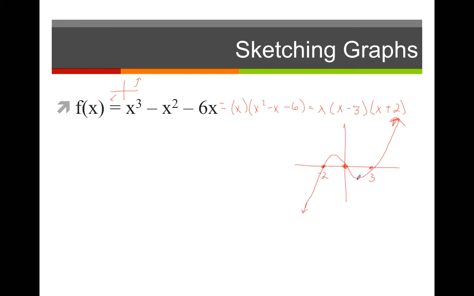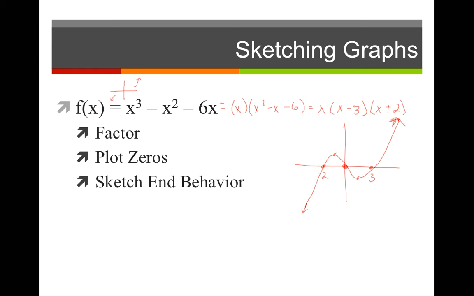There's no way for you to actually know the mins and the maxes here. Not from what we know how to do. So first you're going to factor. You're going to plot your zeros, just as I just did. And then you're going to sketch using your end behavior, just as I just did. I knew since it was a positive cubic, it had to go down into quadrant 3 and up into quadrant 1.